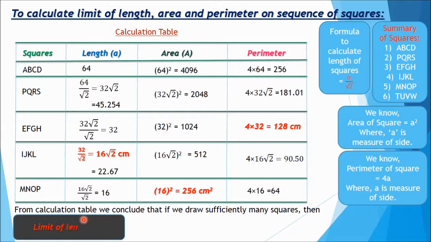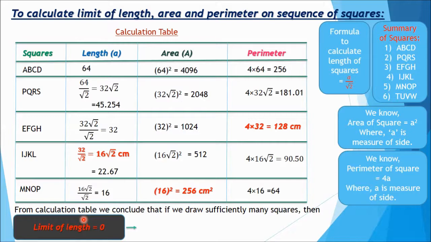That fixed value is: the limit of length is equal to 0. It means the length of the last square will not be 0, it will approach towards 0, it will be nearer and nearer to 0. If it is 0, then the square won't be formed, isn't it? We need to form a square. As we have already said, last square means there is existence of a square. It may be a tiny square, but it has length, area, and perimeter, so its length will be nearer and nearer to a fixed value, that is 0. So the limit of length is 0.